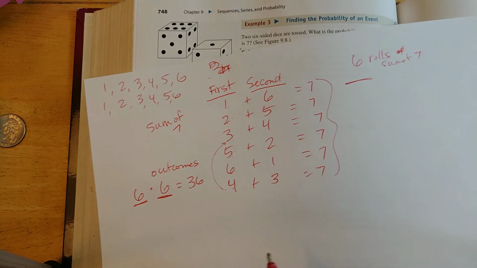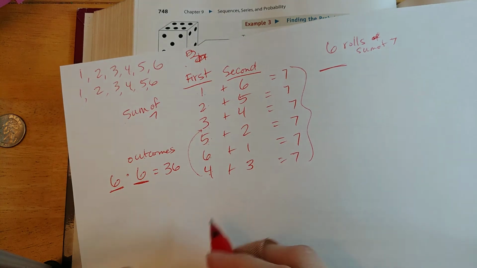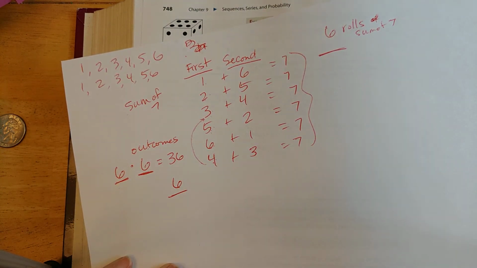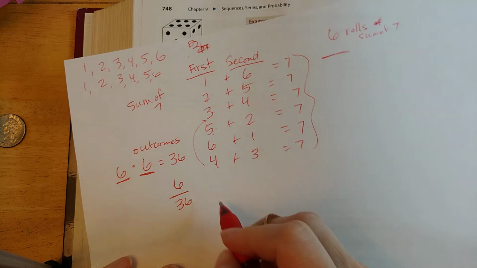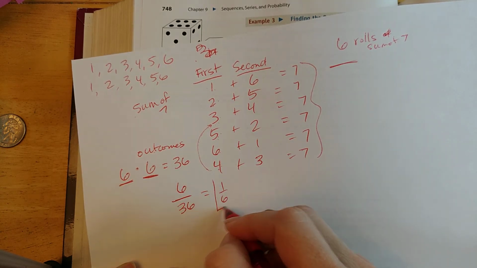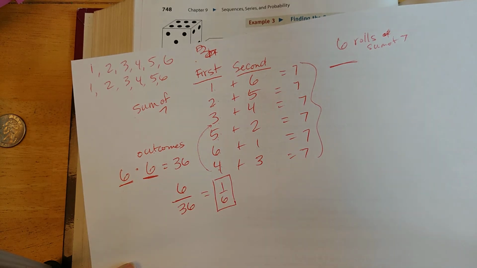And then for this specific event, we have 6. So we have 6 outcomes for this event over our total number of outcomes, which is 6 over 36, which reduces to 1 over 6. Ta-da! Yay! We did it.